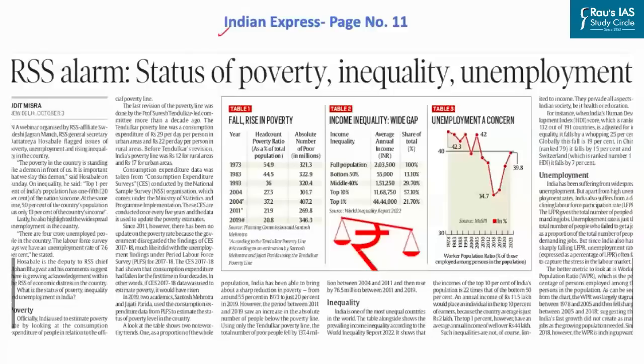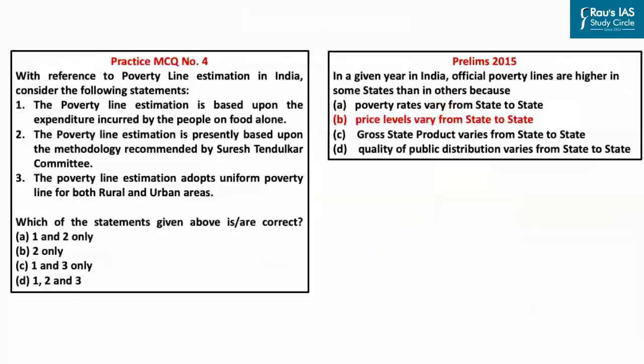The next question is related to poverty within India. Now, this particular article highlights that the overall percentage of the BPL population has reduced from 55% in the 1970s to 22% in the year 2011-12. In spite of the decrease in overall poverty levels, the income inequality within India has increased. Now, this particular article is quite important because in previous year prelims, questions have been asked with respect to poverty line estimation. So based upon this, let us have a look at practice MCQ number 4.